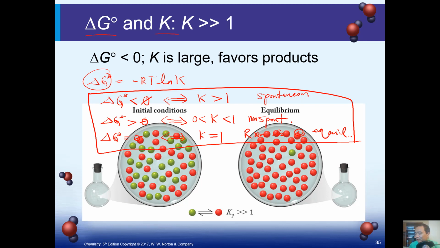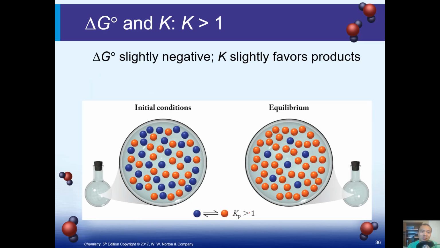So in the picture you see over here, the equilibrium constant is much, much greater than 1. That means the reaction almost goes to completion. That means delta G naught will be a very negative number. If K is just a little bit greater than 1, delta G is slightly negative, and the K will slightly favor the product.